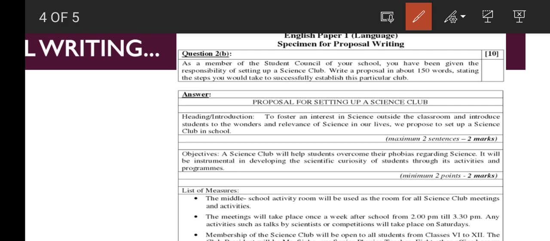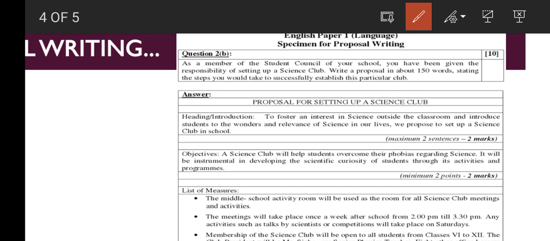As I told you, it is of 10 marks. Understood? It would be of 10 marks. Let's read the question. As a member of the student council of your school, you have been given the responsibility of setting up a science club. Write a proposal in about 150 words, stating the steps you would take to successfully establish this particular club. You are a head boy.